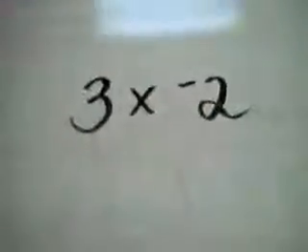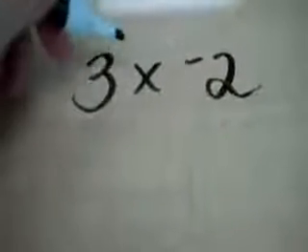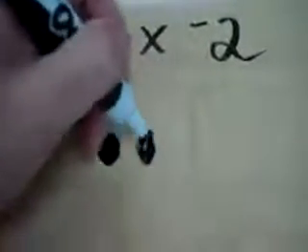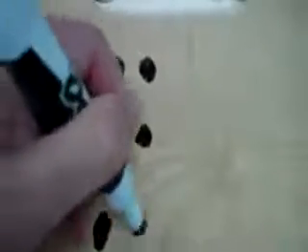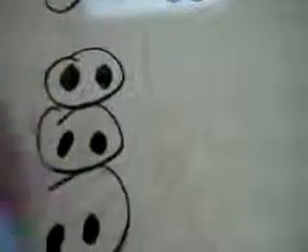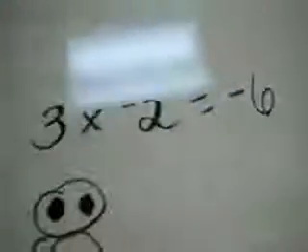Today we looked at multiplying integers with algebra tiles. Remember, the first number tells you how many groups of what we're going to make. So this says 3 groups of -2. So I have 1 group, 2 groups, 3 groups of -2, for a total of -6 tiles.